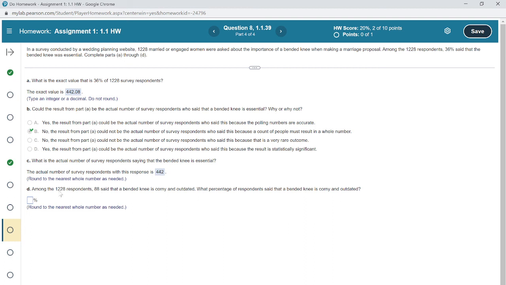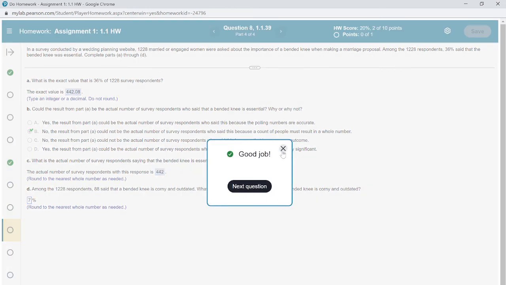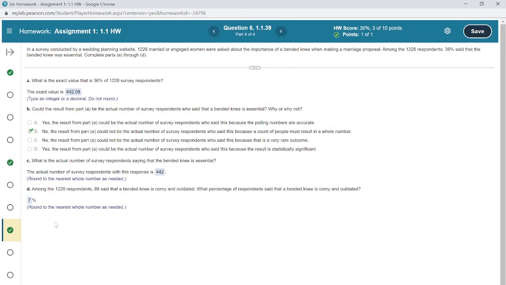So 88 out of 1228, so just divide 88 by 1228. If I do that, it gives me 0.0071666124. To get the percentage, I have to multiply this decimal by 100, which gives me 7.166. Round to the nearest whole number as needed, so it would be 7%. That's the nearest whole number. Okay, so that's how we can answer this question.